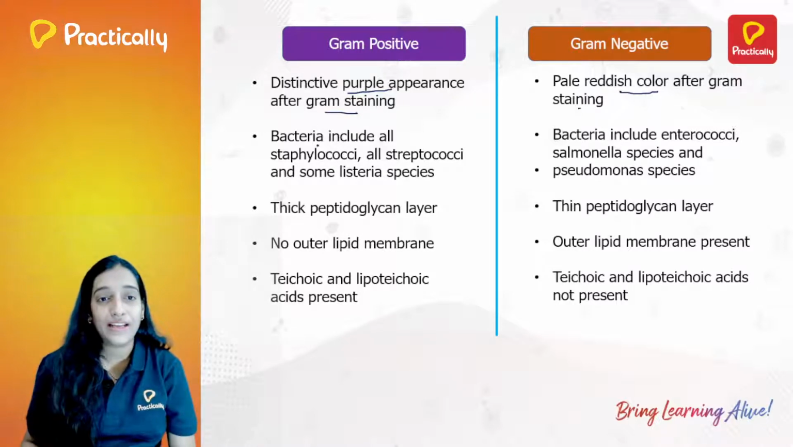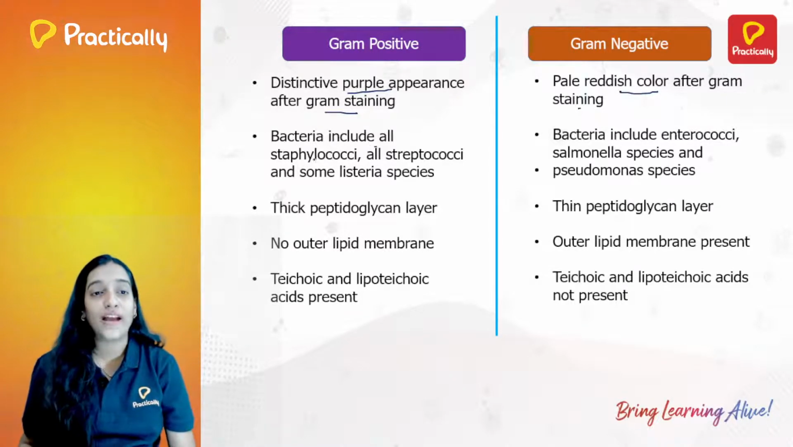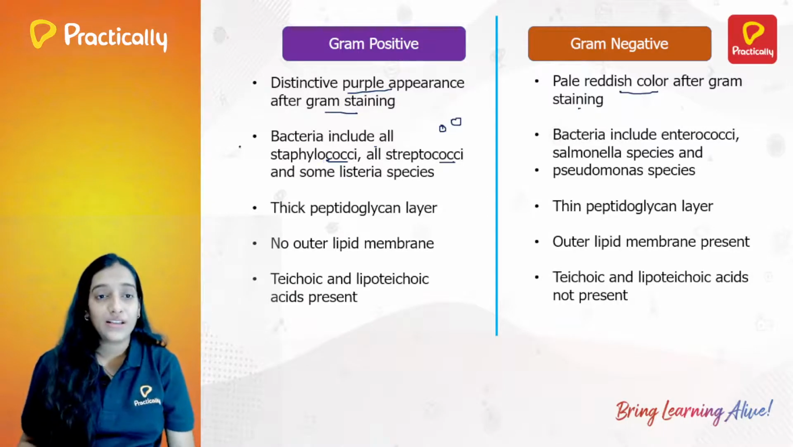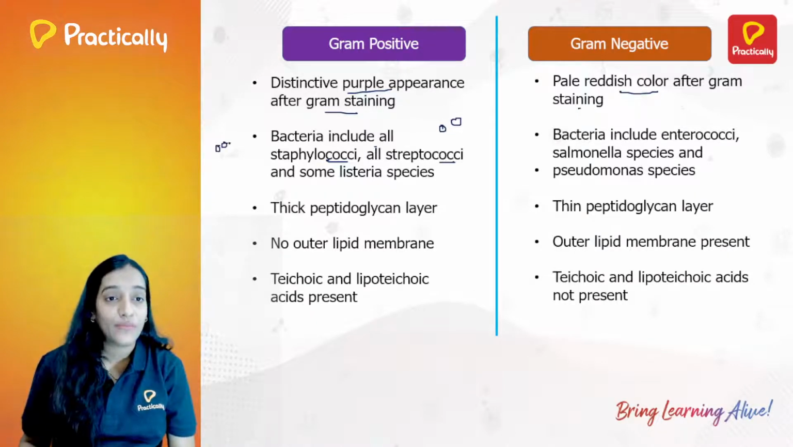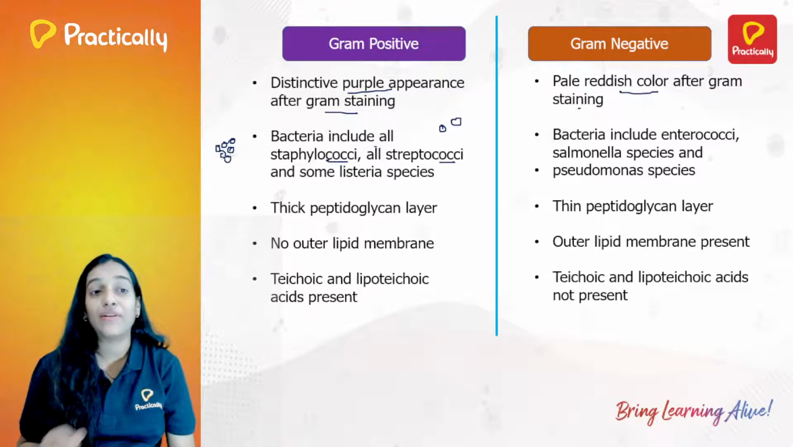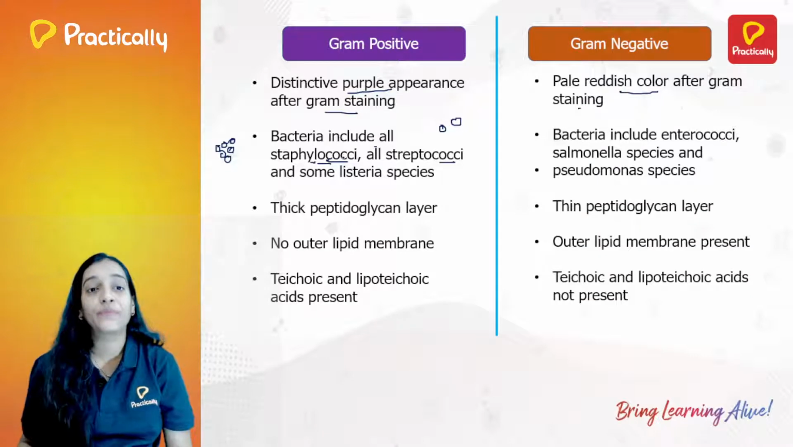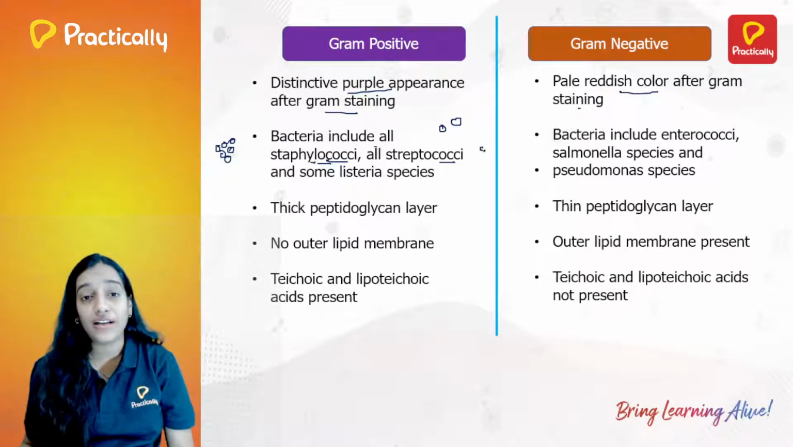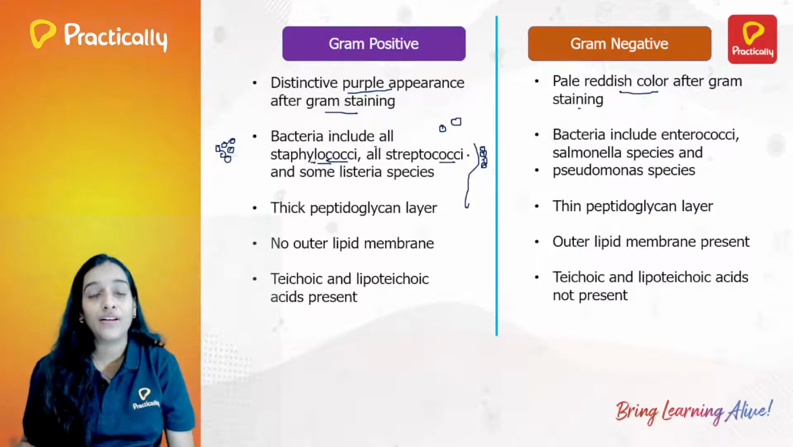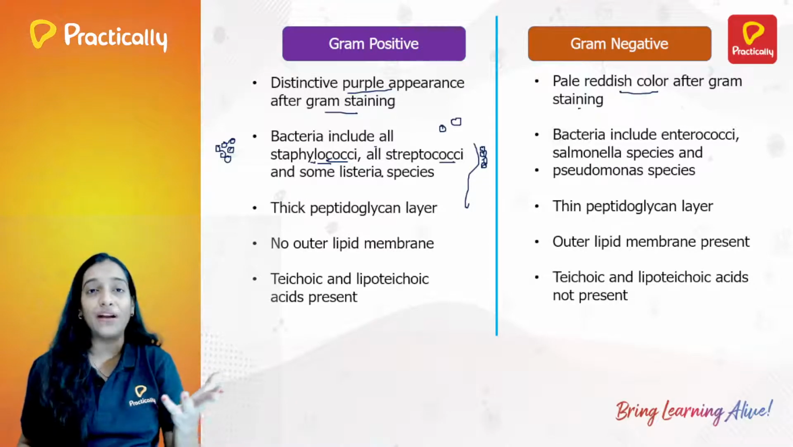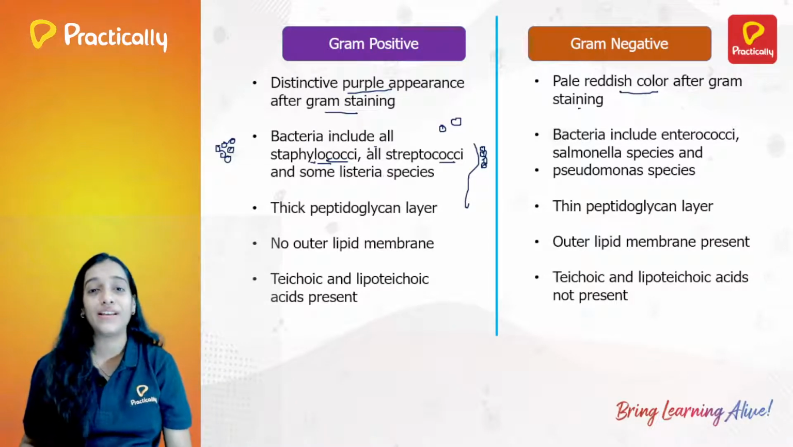Then we have bacteria that have shape known as cocci. As I said, cocci is a round, spherical shape. In staphylococci, there is a berry-like, that means grape-like, structure. So these shapes combined together are known as staphylococci. Whereas in streptococci, they are in strip form, that means chain form. Therefore, they are known as streptococci. And some Listeria species. Listeria is again some kind of bacteria which causes disease in human beings.